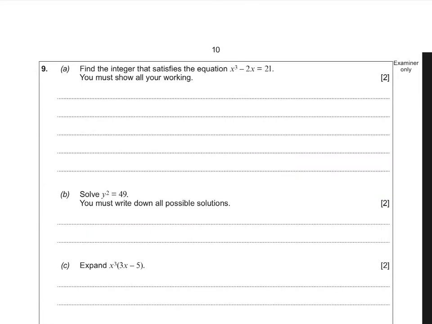Okay, then for this question, words you need to know. You need to know what this word here, integer, means. That just means a whole number. Okay, so it could be 2, it could be 3, it could be a million. It can't be 1.7. It can't be 2.9. Okay, it's got to be a whole number. So I'm just going to have a guess. I'm going to guess 2. So I'm going to say let x equal 2.